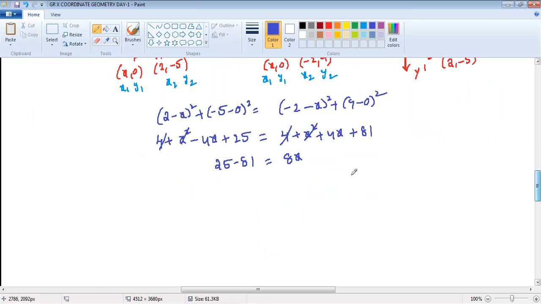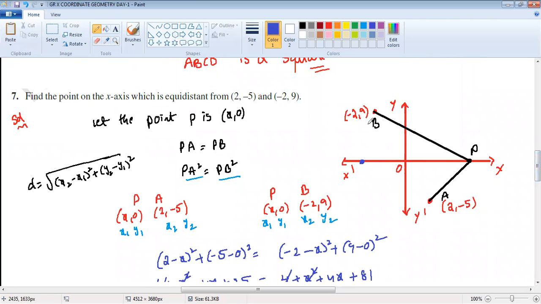Then from here, minus 56 is equal to 8x, then x is equal to minus 56 by 8, so minus 7. Therefore, the point on the x-axis will be x comma 0, it will be minus 7 comma 0. So now the point might be here also.